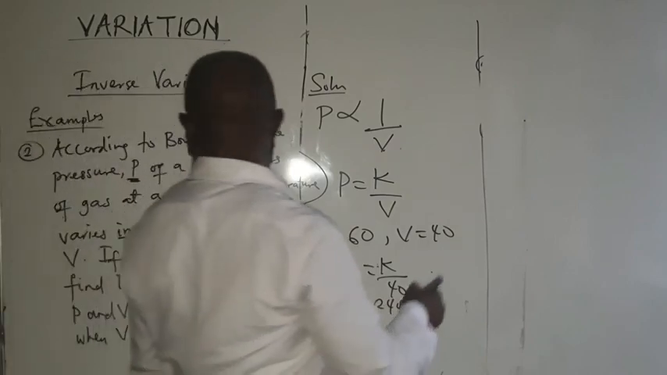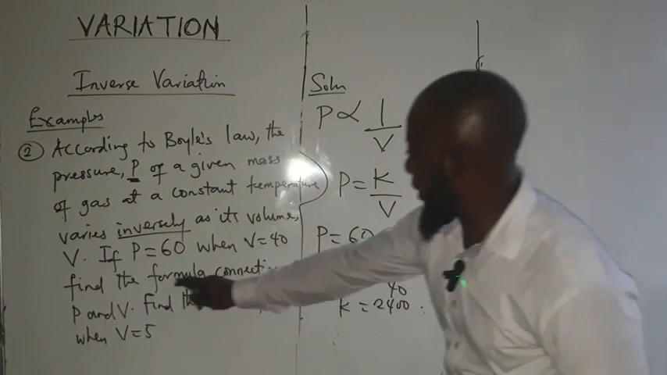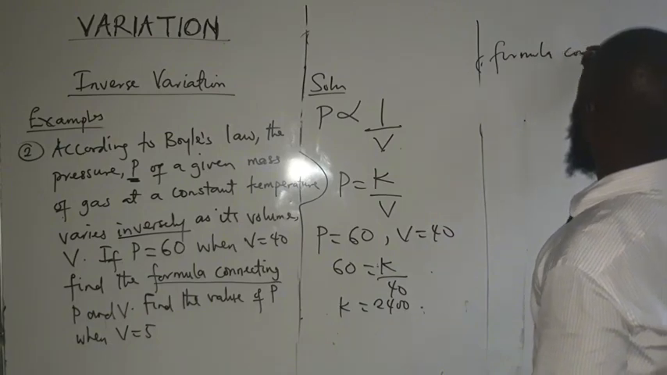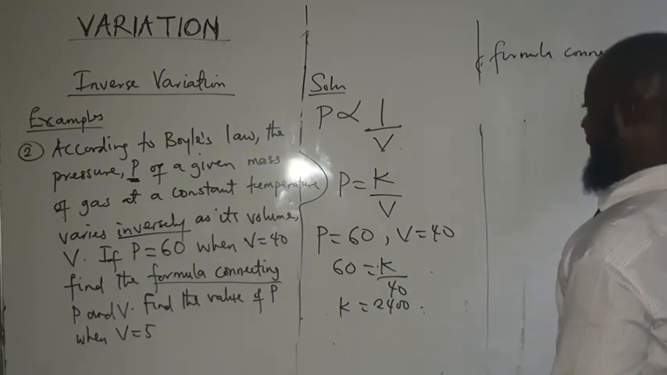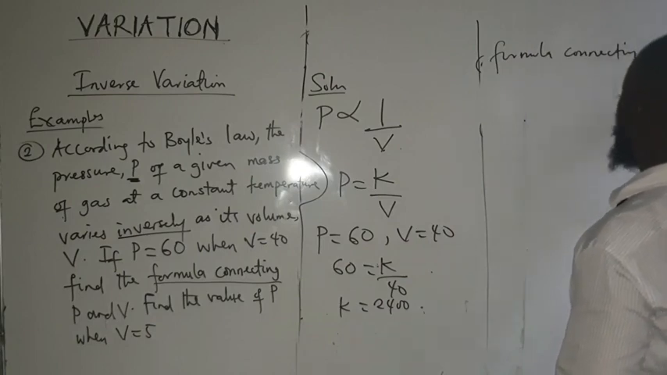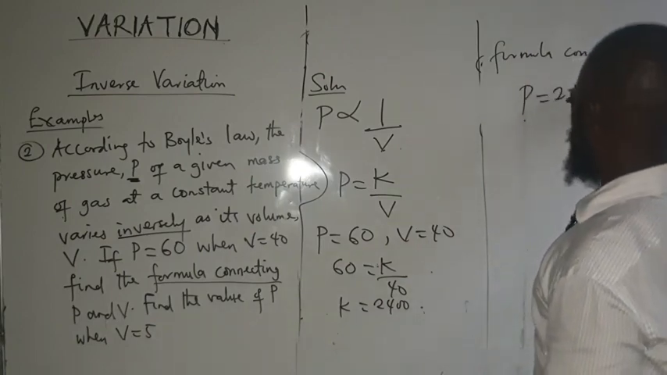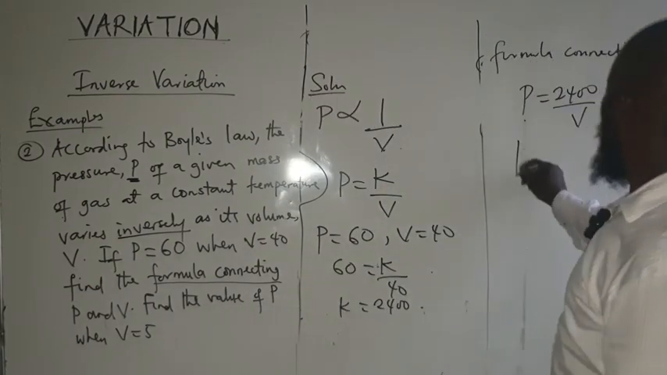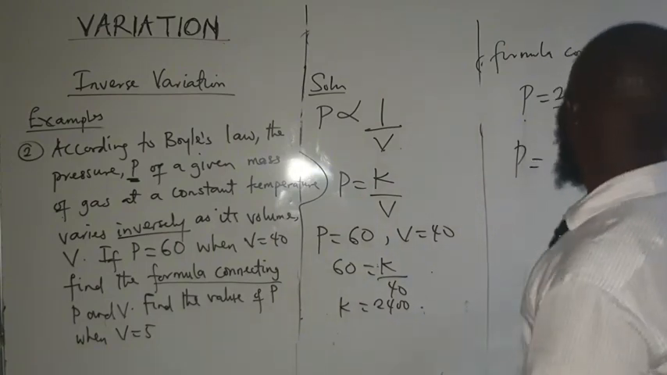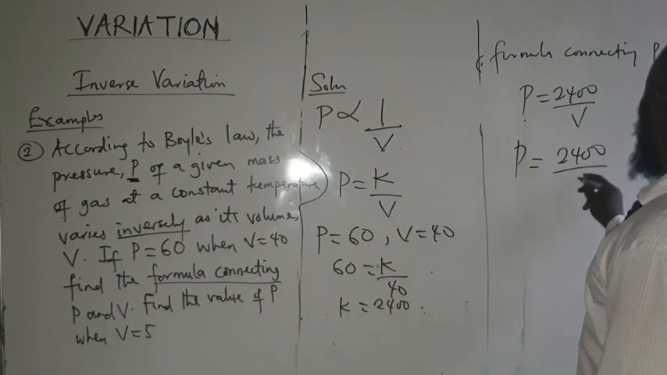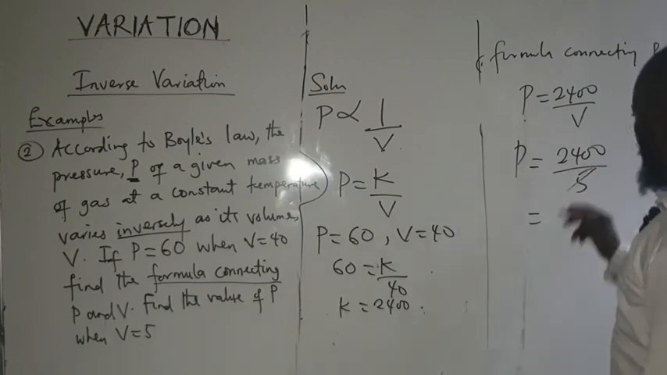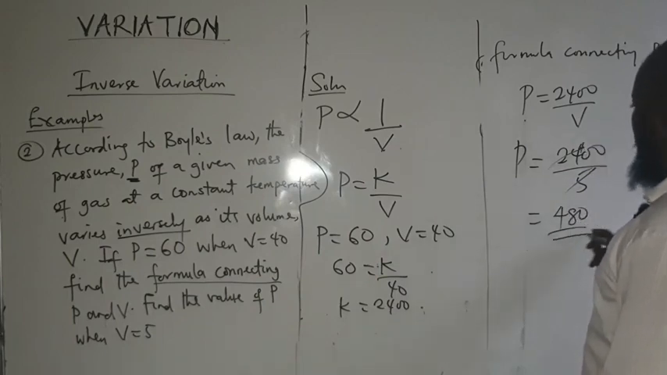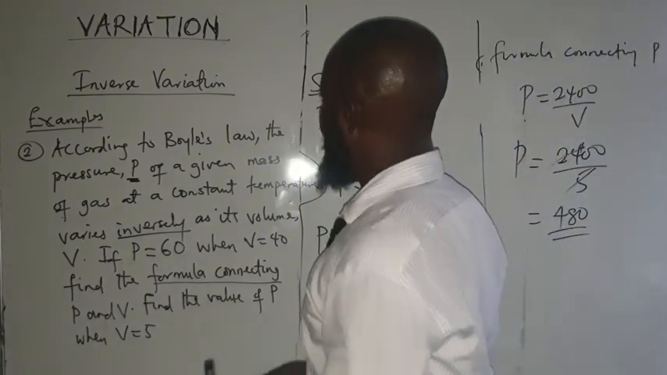So to find the formula connecting P and V will then be P equals to 2,400 divided by V. Then you're going to find the value of P when V equals to 5. That is 2,400 divided by 5. So 5 into 40 is 8, 5 into 24 is 4, remaining 4 in 40. That is 8. That is 480. So that is that on this topic, inverse variation.